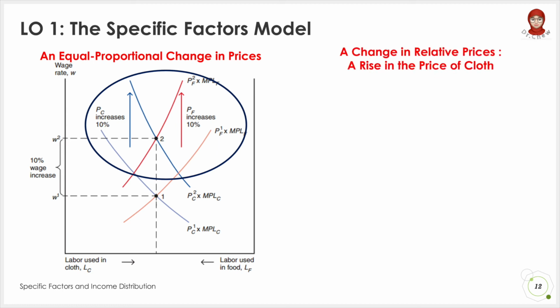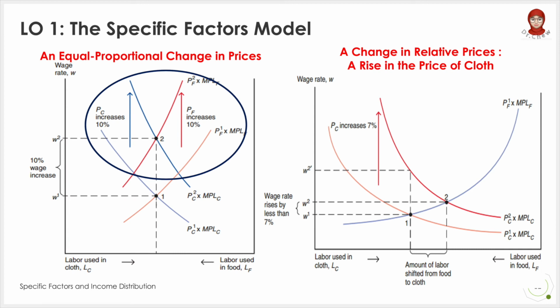The second situation is when there are changes in relative prices, which in this case means the price of clothes relative to the price of food and vice versa. Assume that the relative price of clothes increased by 7%. So, labor moved from the food sector to the clothes sector. Subsequently, the amount of labor in cloth production increased.